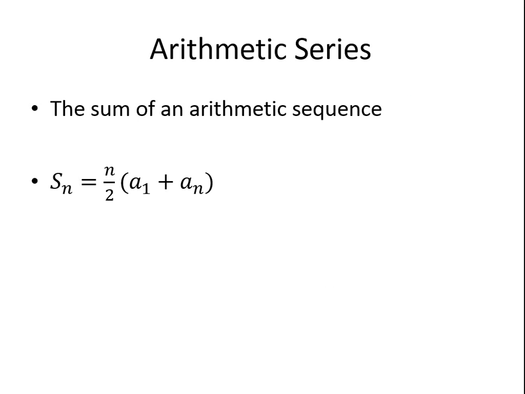So, this is the formula for an arithmetic series. Now, when we want to add these up, we're going to use this equation. S of n is equal to n over 2 times a1 plus an. So, n is the number of terms. Okay, so that's how many terms you have in your series. And a1 is your first, and an is your last.